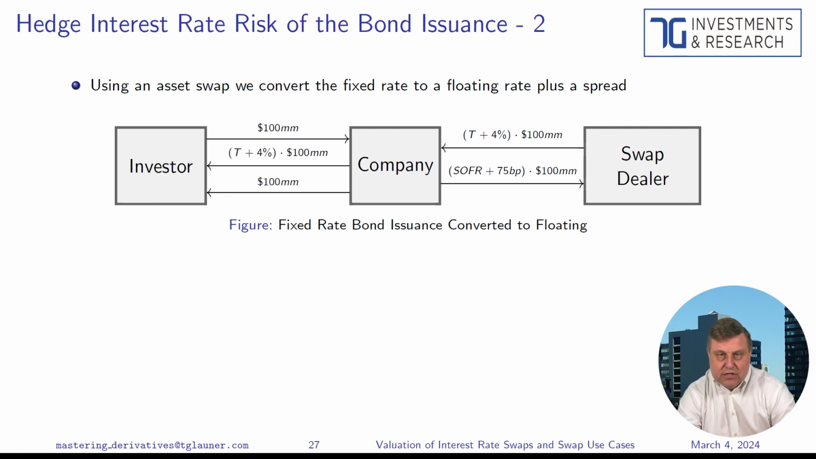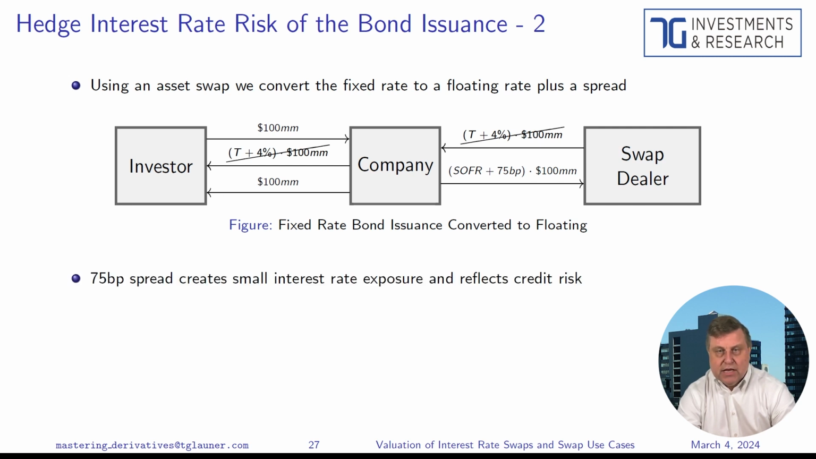This arrangement effectively cancels out the fixed rates from the perspective of the company. Now they are only exposed to floating rates and pay LIBOR plus 75 basis points. While this introduces some level of interest rate exposure due to credit risk, represented by those 75 basis points, it is significantly less than before.